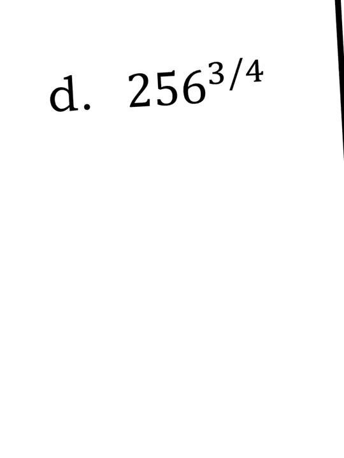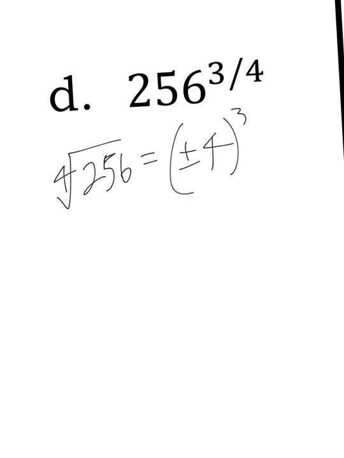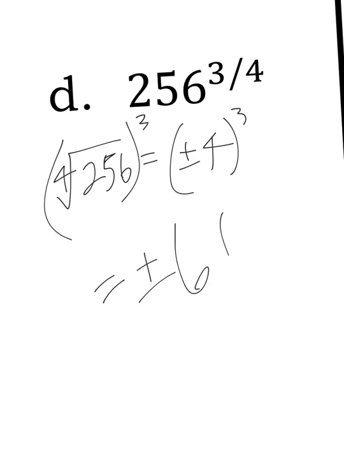And then letter D, 4 is even, so I'm going to have a plus or minus. So I'm going to do the fourth root of 256, and that's going to equal plus or minus 4. And then I'm going to raise that to the third power. Oh yeah, I forgot to set it up: the fourth root of 256 to the third power. All right, so the fourth root of 256 is plus or minus 4, and raise that to the third power. That's plus or minus 64, and that's going to wrap it up for the notes.